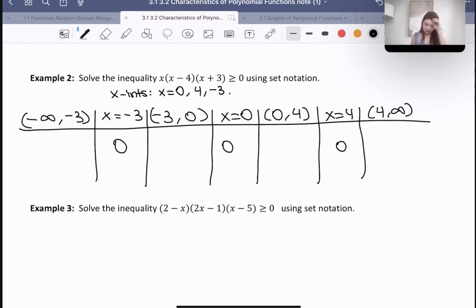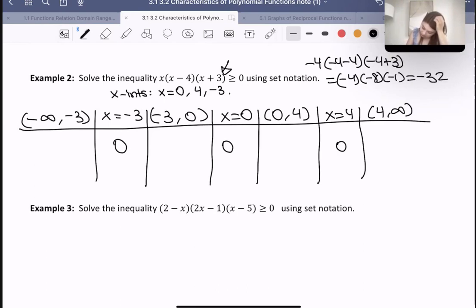So what happens when our function is anything from negative infinity to negative 3? Well, let's just choose a number in this interval, like negative 4. If we plug in negative 4 to our original, what will we get? We'll get negative 4 times negative 4 minus 4 times negative 4 plus 3, which is equal to negative 4 times negative 8 times negative 1, which is negative 32. So there we go.